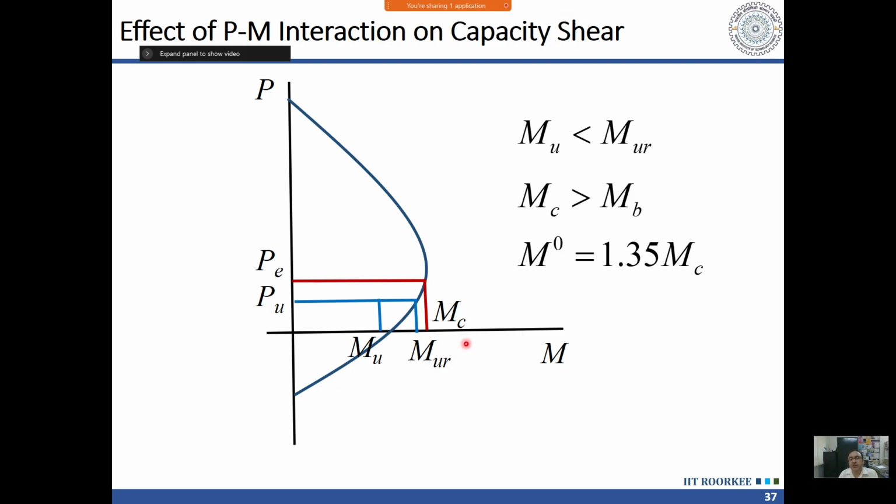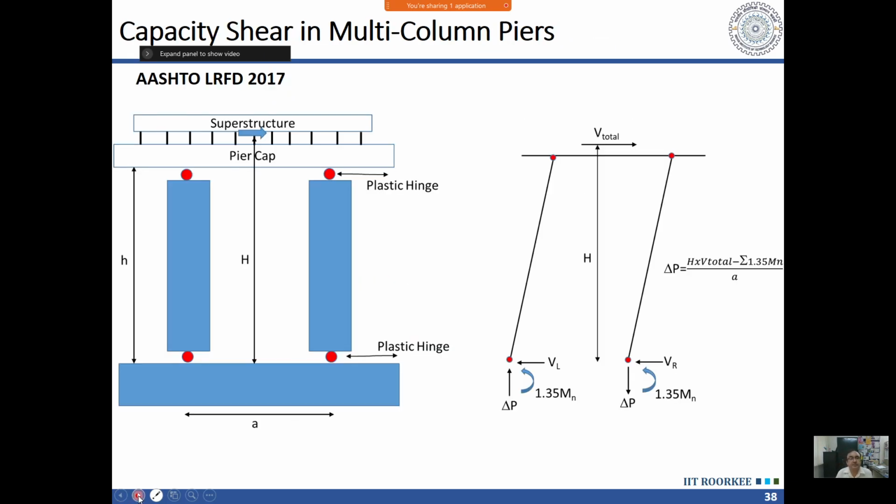This is the problem in the case of framed piers. In the case of cantilever piers, when we have a single column pier, this problem is not there, because the axial force does not depend on earthquake. Earthquake does not increase or decrease the axial force. Axial force comes from the gravity load, the dead load and live load. It does not come from earthquake. But in the case of frame piers, the axial force is affected by earthquake also. So we have to keep that in mind.